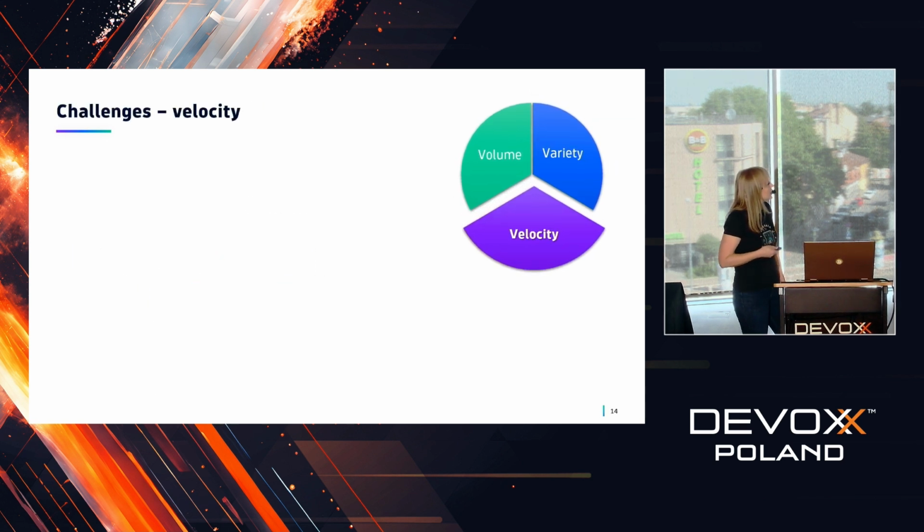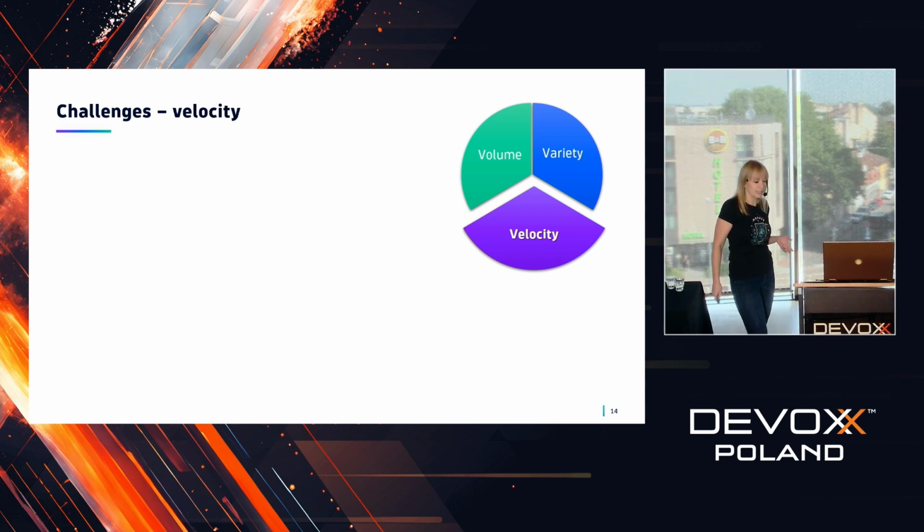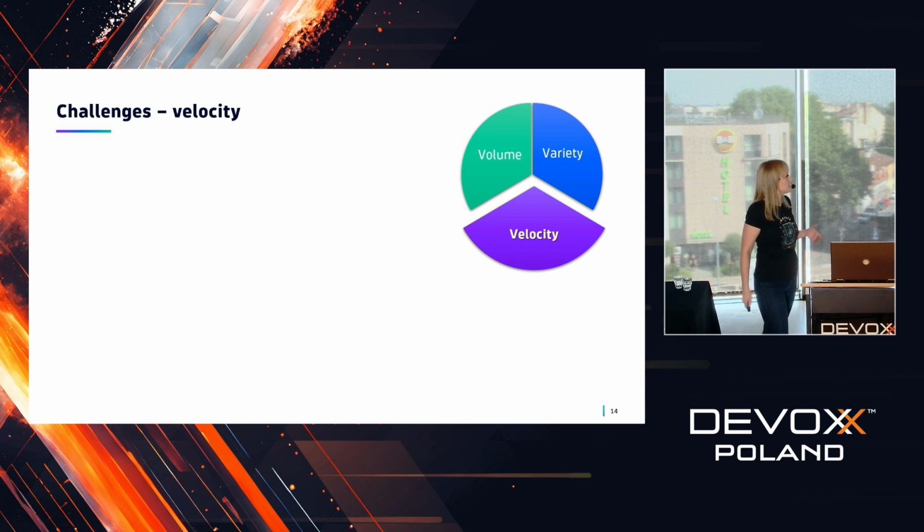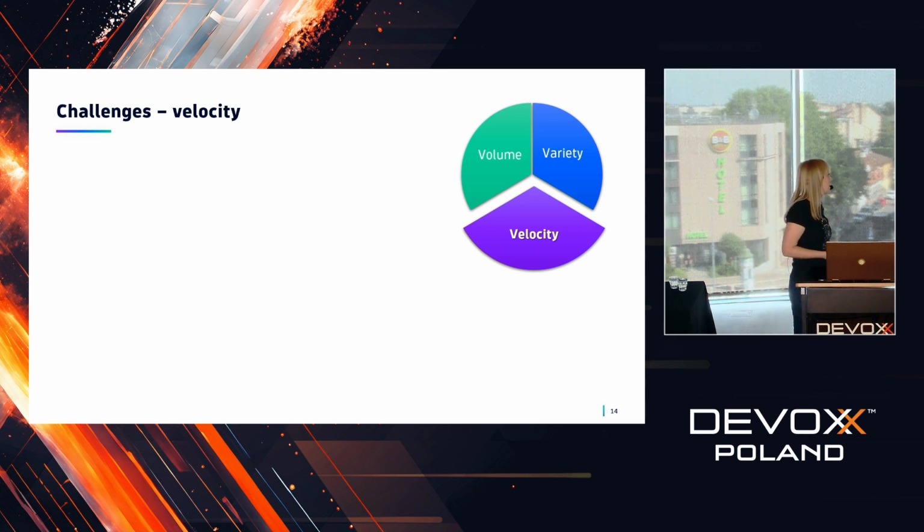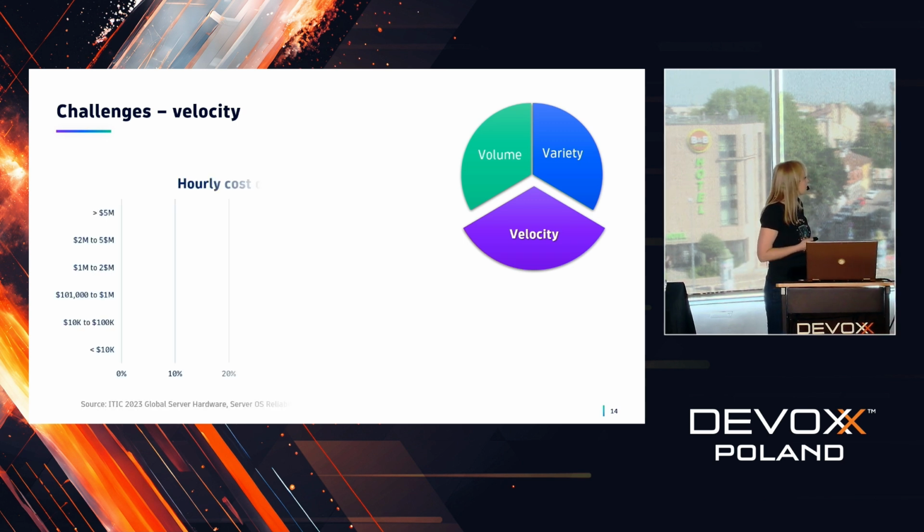And the last challenge that we have is the velocity, so the speed of log generation. Logs are generated in real time, and they should also be analyzed in real time, because we would like to minimize the mean time to repair and the time when our system is down. Why? Because downtime means revenue loss, so how much can we lose?